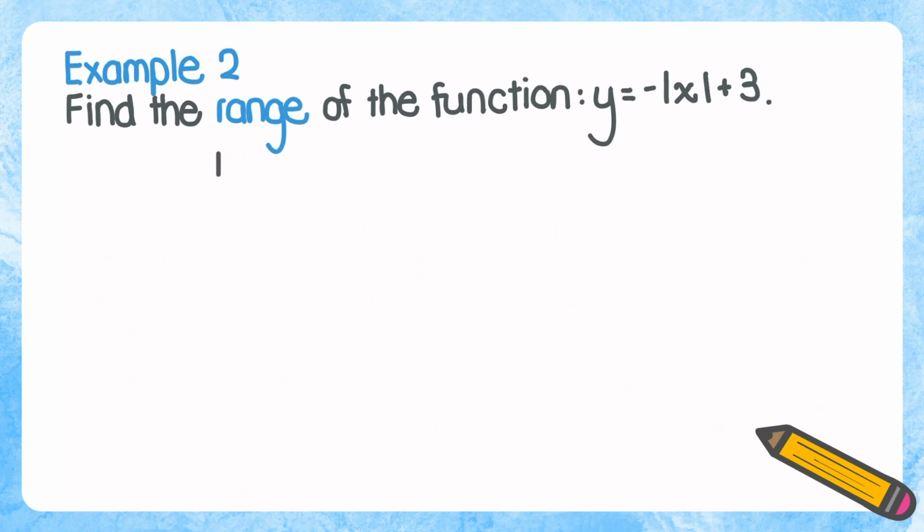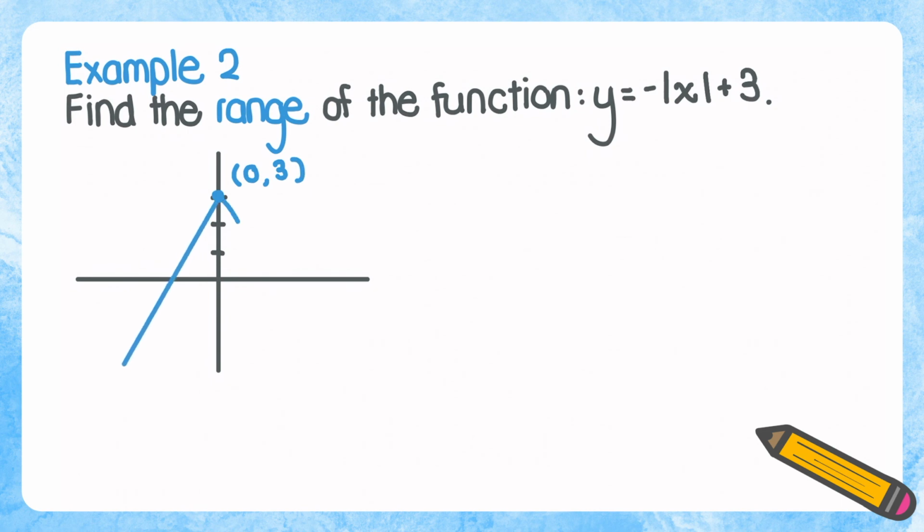So for this function, let me sketch it out. Okay, so the k value is +3. And notice that we reflect across the x-axis. So it's going to be a flipped V shape, like this. And like I wrote, the vertex is at 0, 3. So we focus on the y value, which is 3.